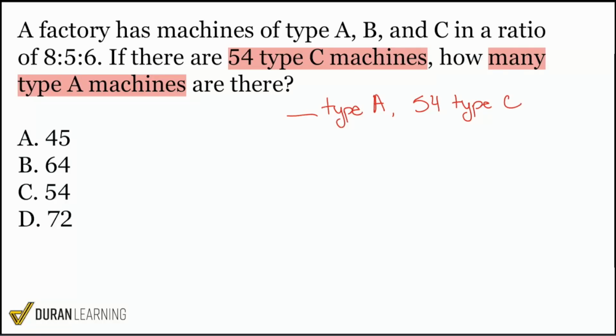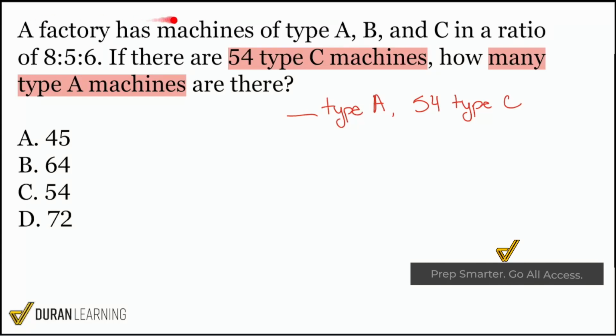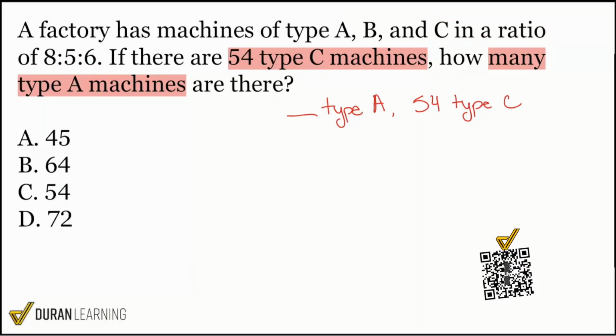All right, so this makes life a lot easier for us because when we are going through and paying attention to the information we have, we see that we have a comparison. We're comparing type A to type C, and if we see another comparison between types A and C again, that means we have a proportion. And here is where we see that. A factory has machines of type A, B, and C in a ratio of 8 to 5 to 6.